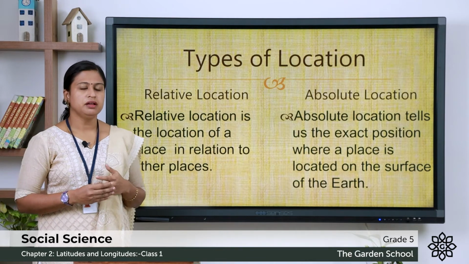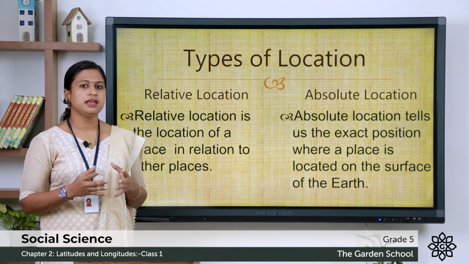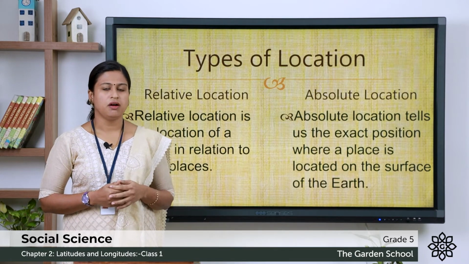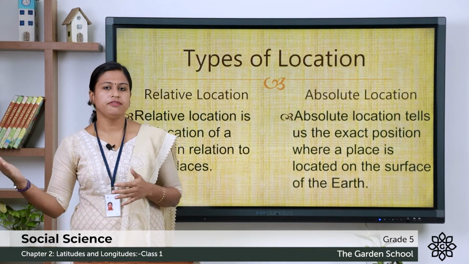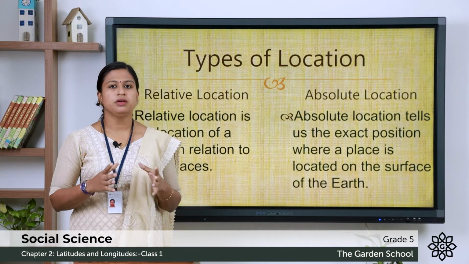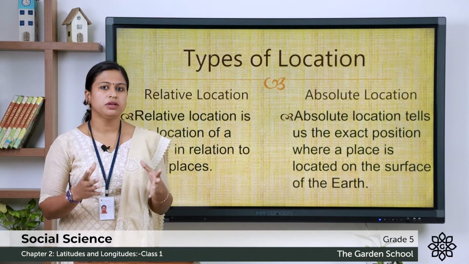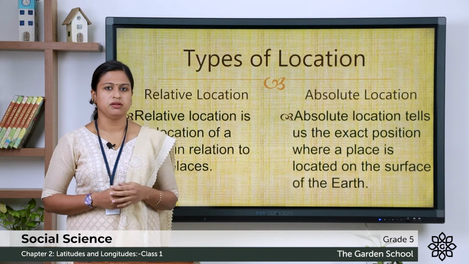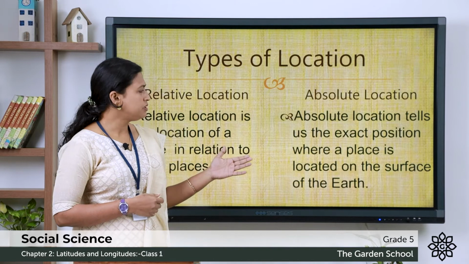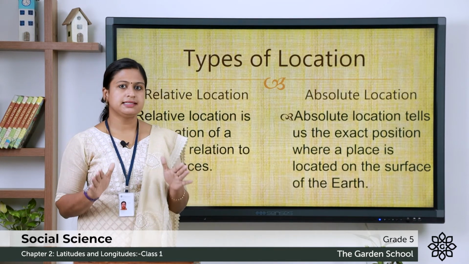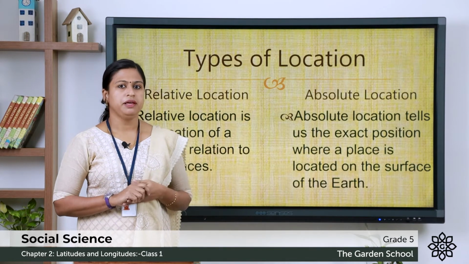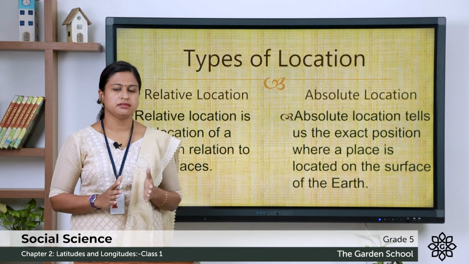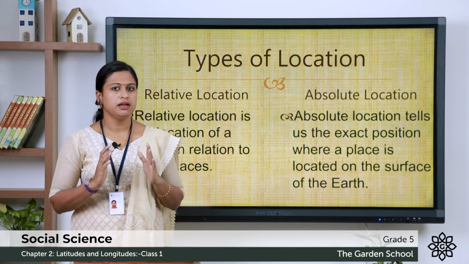For example, when you address your house saying, my house is in front of the Garden School, or my house is left of the shopping mall. So here you are addressing your location with respect to the Garden School or a shopping mall. Now, absolute location. It is the exact location of your place. For example, your house address or our Garden School address.